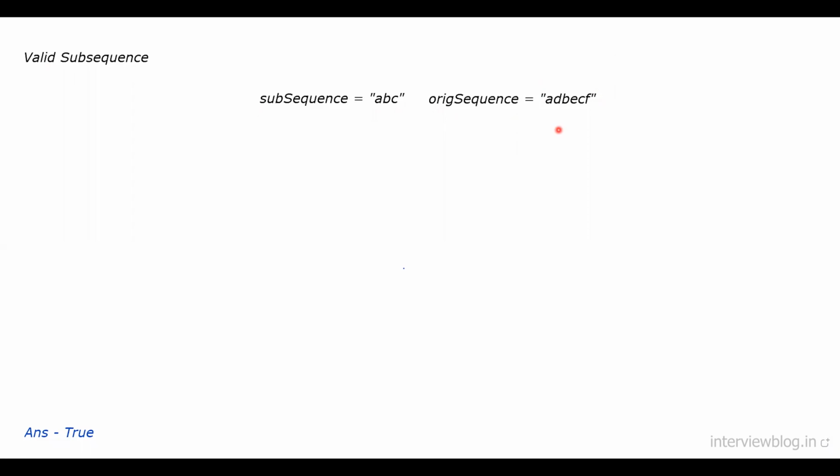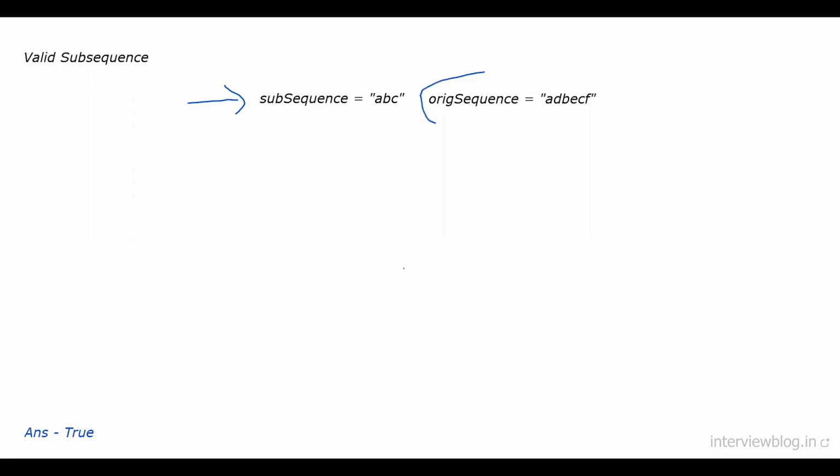So to begin with, what is a subsequence? A subsequence is a sequence which is derived from another sequence by removing some or no elements without changing the order of the remaining elements. Let us now see this example.